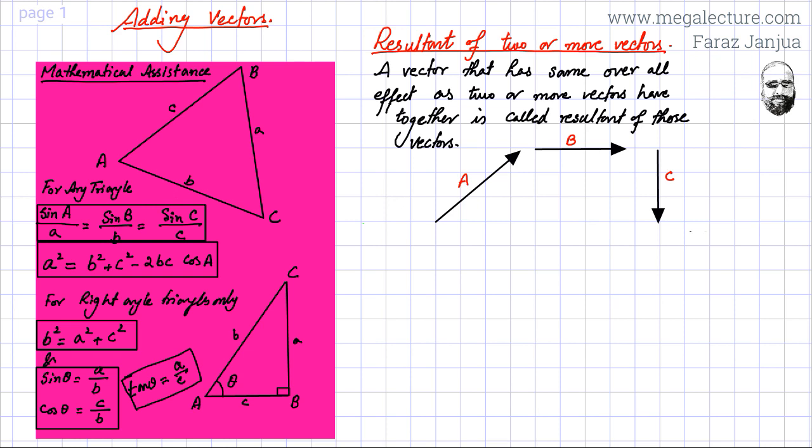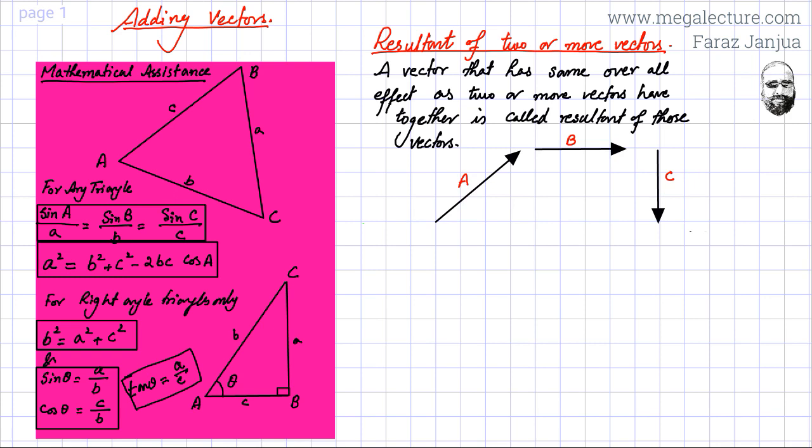Now coming to the right side, what is meant by the resultant of a vector? If something has been done by three vectors, can we do the same thing with one vector only? That one vector that has the same effect as these three vectors together is called the resultant of these vectors. There are many ways of finding the resultant. One of them, which you are familiar with, is the graphical method.